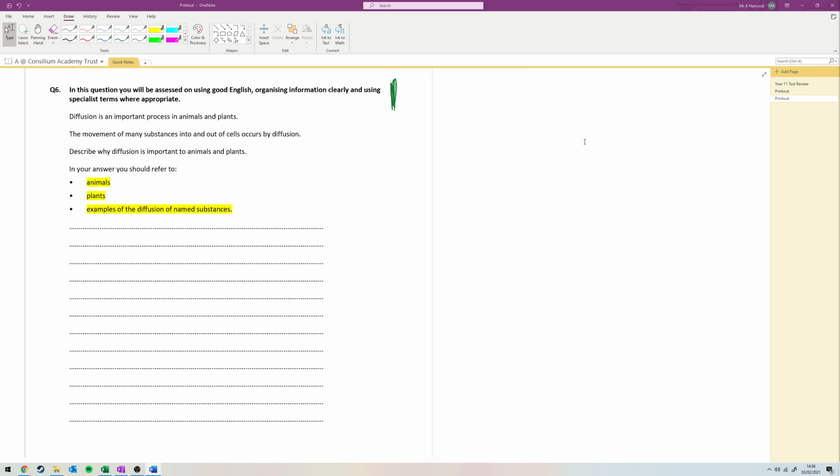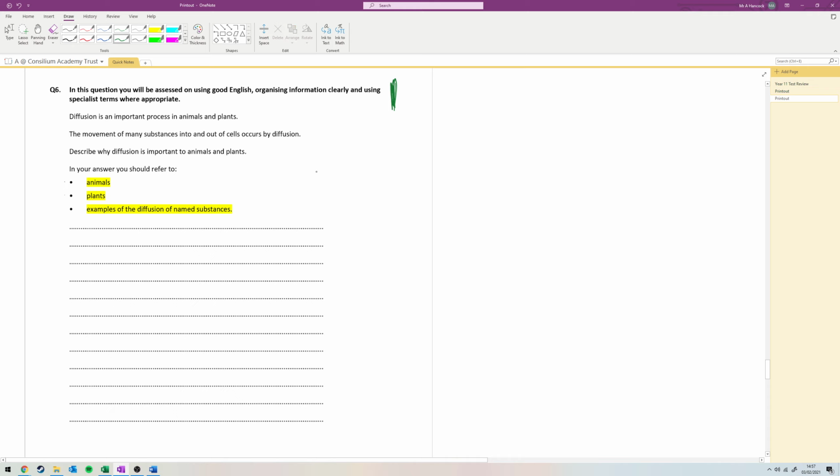Now, let's go for a 6 mark answer then. So it says, draw. Diffusion is an important process in animals and plants. The movement of many substances into and out of cells occurs by diffusion. Describe why diffusion is important to animals and plants. In your answer you should refer to 1, 2, and 3.